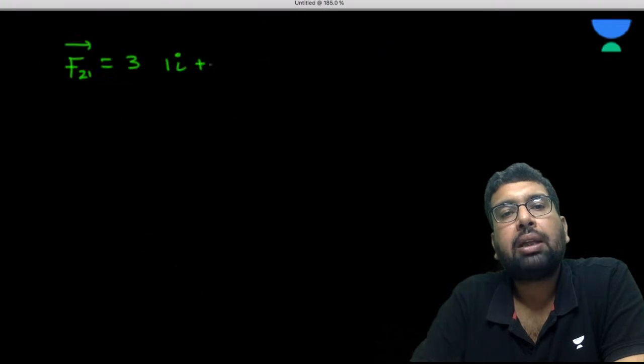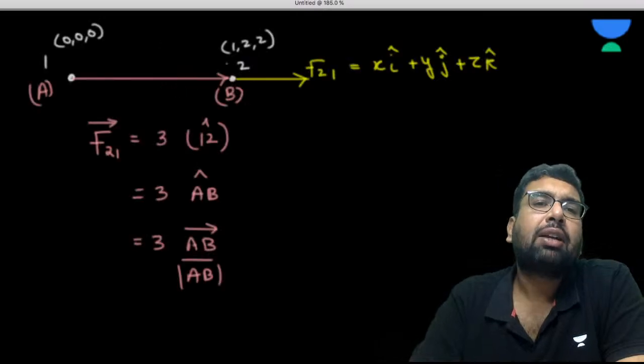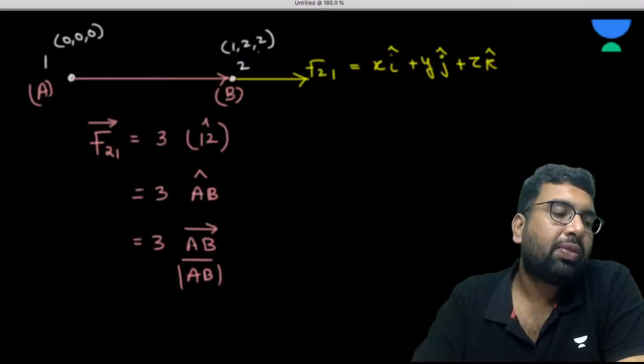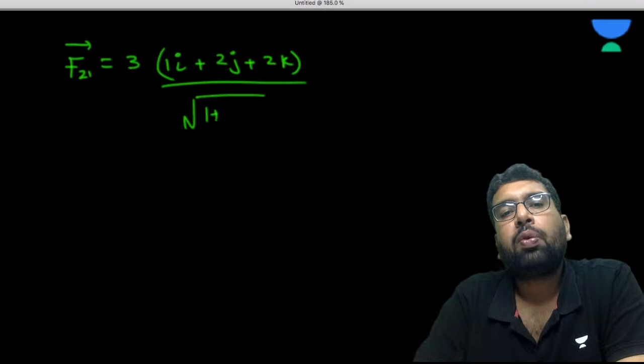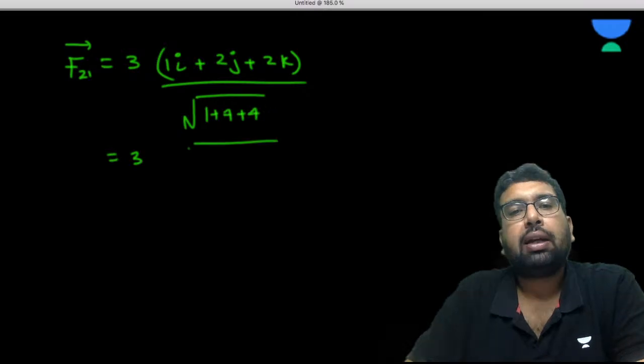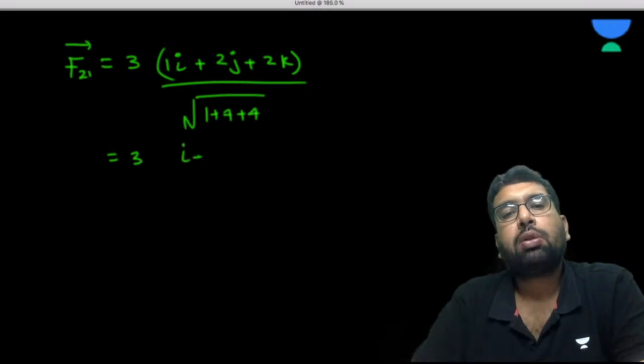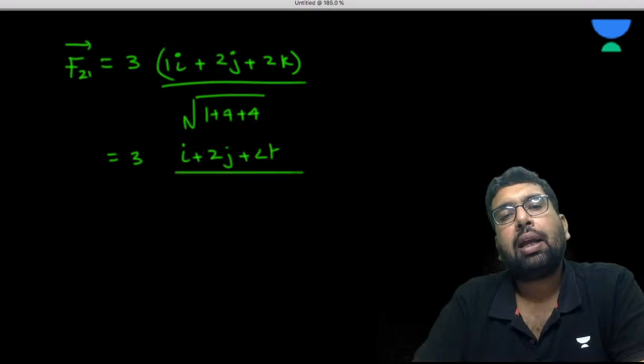Okay. Plus 2j plus 2k. Sir, how have you written it directly? We have done it multiple times. See, x2 minus x1, y2 minus y1 and z2 minus z1 upon the magnitude of it. So it is going to be root over 1 plus 4 plus 4. So this is going to be 3, and it is going to be i plus 2j plus 2k by 9.